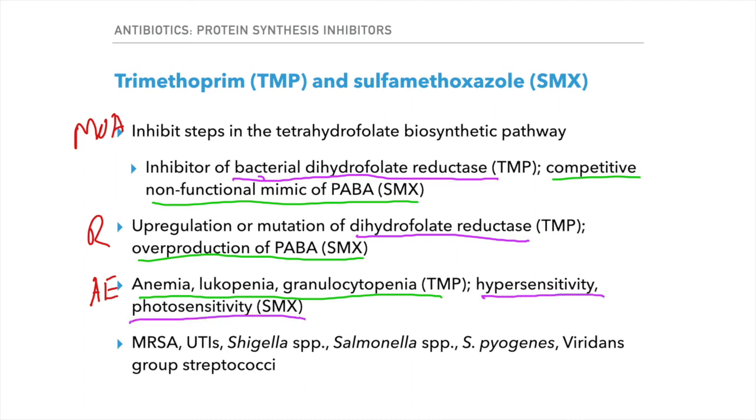Now, since I'm talking about these drugs in combination, the clinical coverage that I'm talking about here on this last bullet includes the combination of trimethoprim with sulfamethoxazole. There are instances that sulfamethoxazole is given by itself, but trimethoprim is always given in combination with sulfamethoxazole. So the coverage that I'm showing you here are the bacteria and the instances where the combination of TMP and SMX is used. The coverage includes such things as MRSA, treatments of urinary tract infections, as well as Shigella species, Salmonella species, S. pyogenes, and Viridans group Streptococcus.